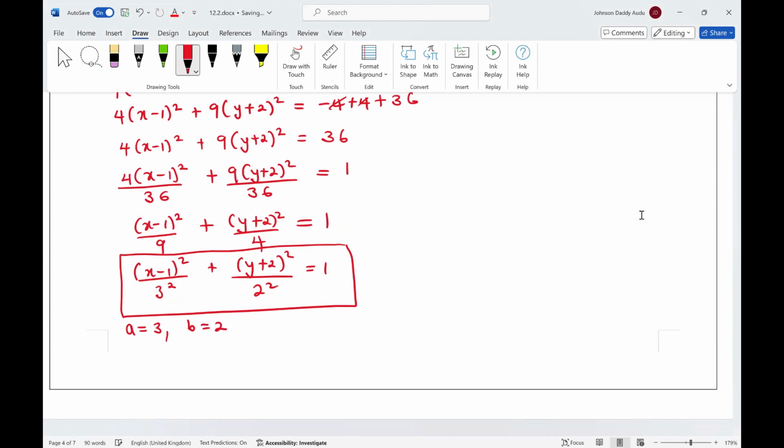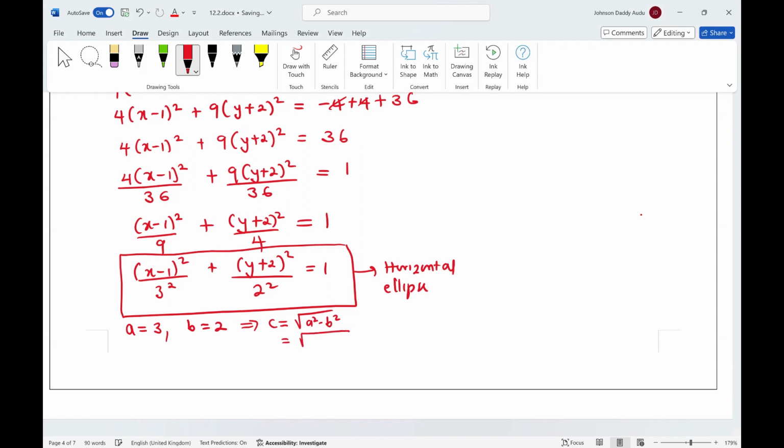Now, since a is associated with the x-axis, we can say that this is a horizontal ellipse. Now, since it is a horizontal ellipse, we have h, we have k. We can find c. What is c? Remember, c is going to be the square root of a squared minus b squared.